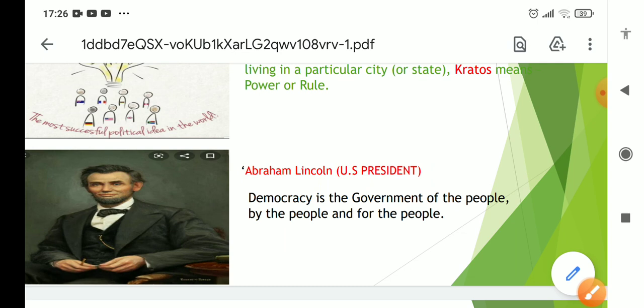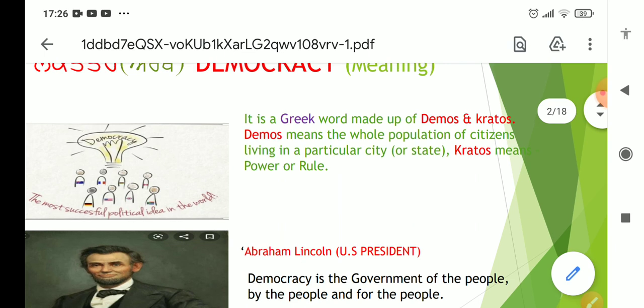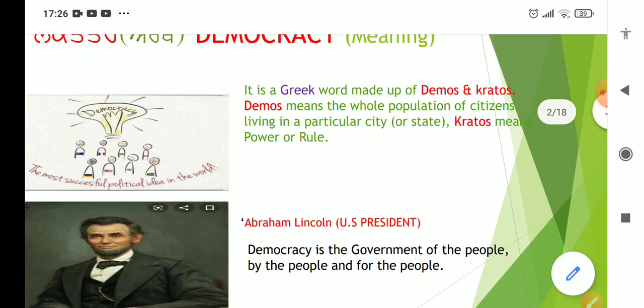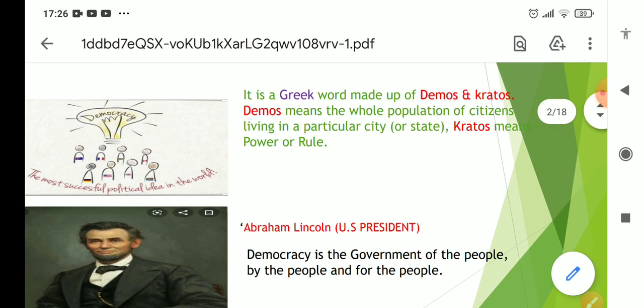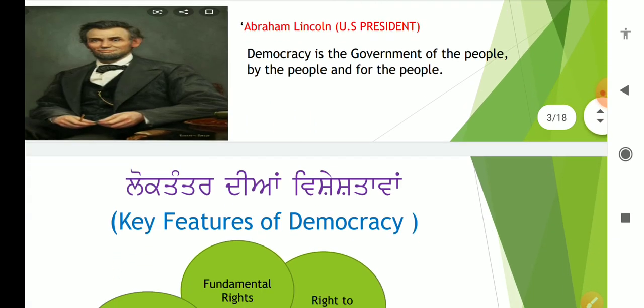So democracy, according to Abraham Lincoln, is the government of the people, by the people and for the people. So overall, we understand that democracy is a government or a system where people govern themselves, right? Let us move to the next point.